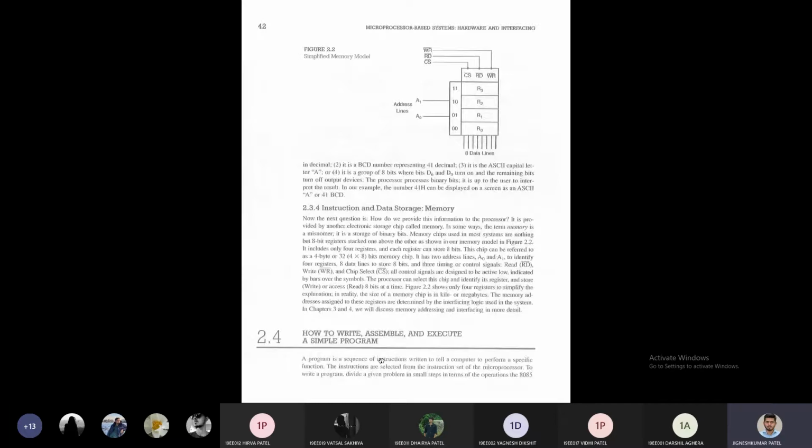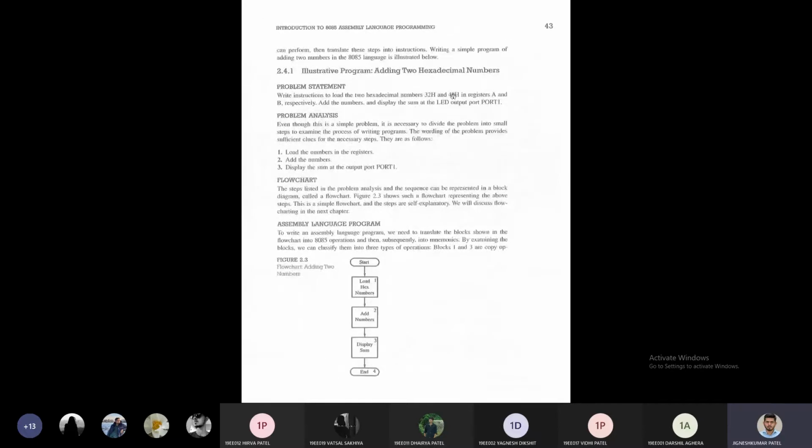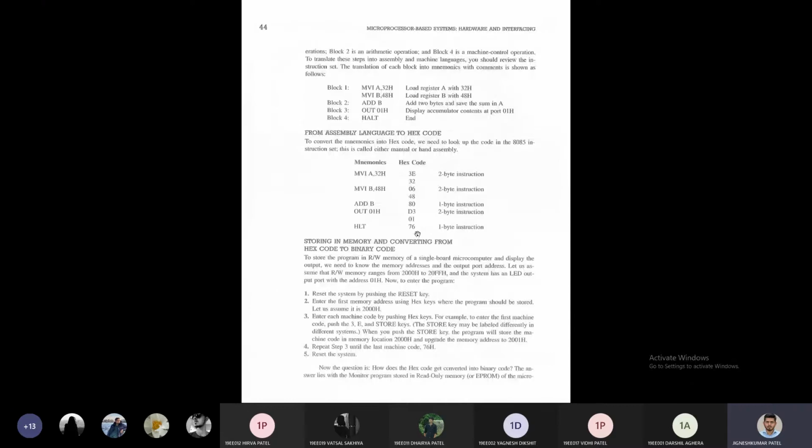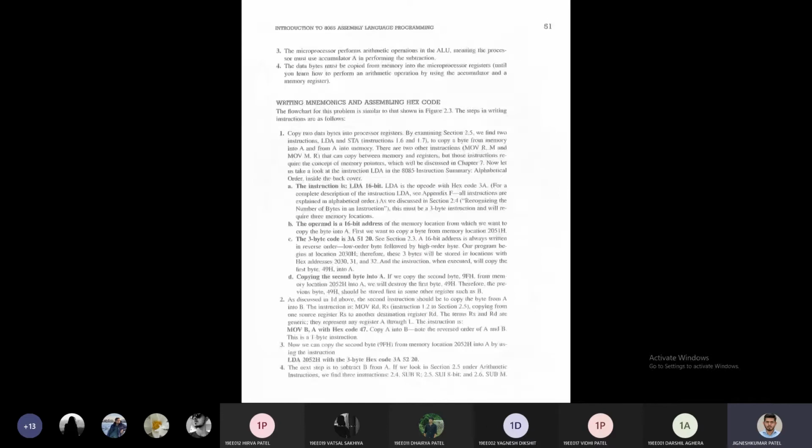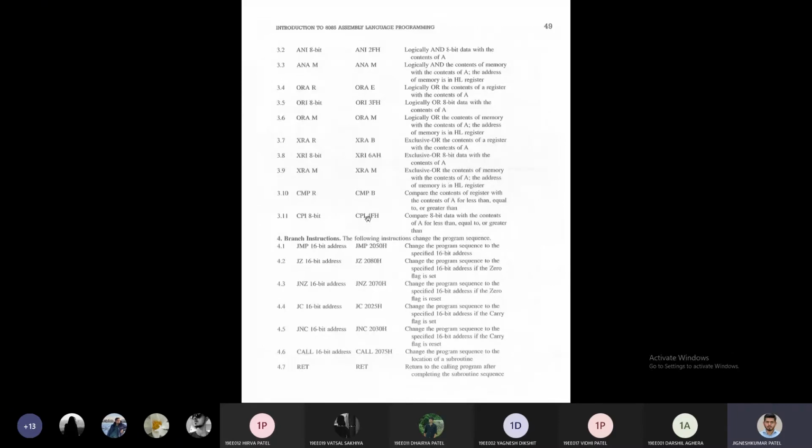How to write ALP and execute a simple program. This is a good thing, but we are not going to follow this. I'll have my own method that you can follow. Okay, so this is chapter 3, all about chapter 3. These are all the instructions. From this point, these are all the instructions that you can have on your 8085.